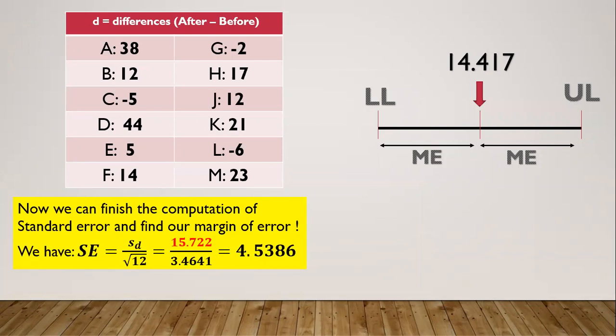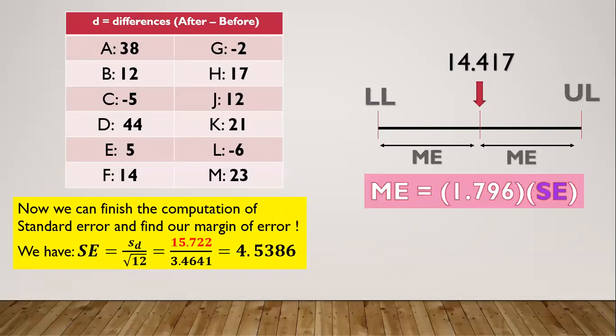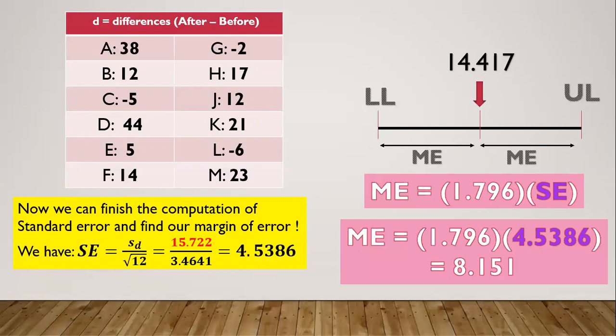Standard error is S divided by the square root of n when we're dealing with the single population mean. So 15.722 divided by the square root of 12 turns out to be a little bit over 4.5. We can now take that value and substitute it into our margin of error formula. We'll replace SE with 4.5386. And in doing so, we'll find out that the margin of error for our interval should be a little bit over 8 points, about 8.151. We now have everything that we need to finish our interval.